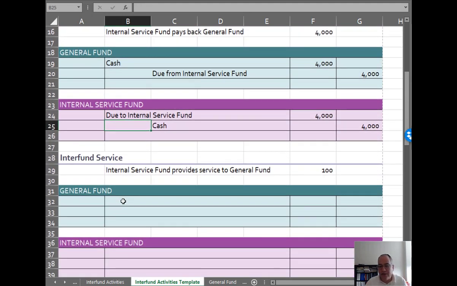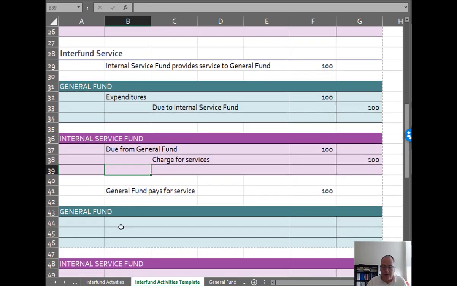Now let's say the internal service fund, remember that's the fund that provides services to other funds, provides services to the general fund amounting to $100. For the general fund, that would be an expenditure of $100, and it creates a liability, due to internal service fund, $100. The internal service fund would have due from general fund for $100, and the credit would be charges for services, which would be like a revenue, for $100.